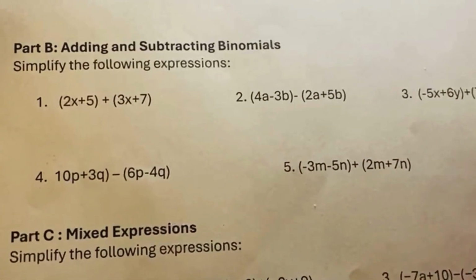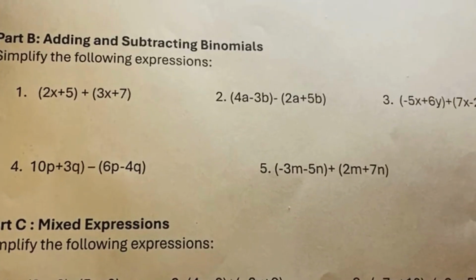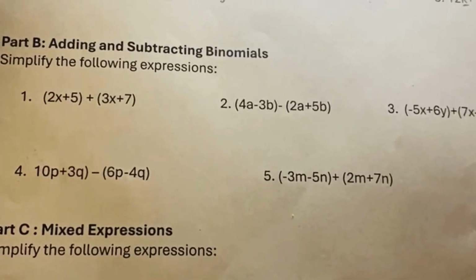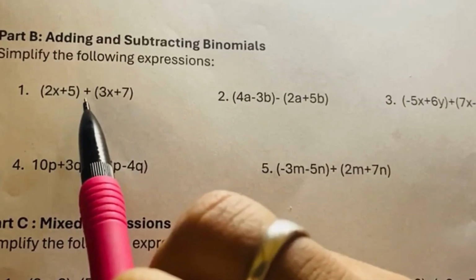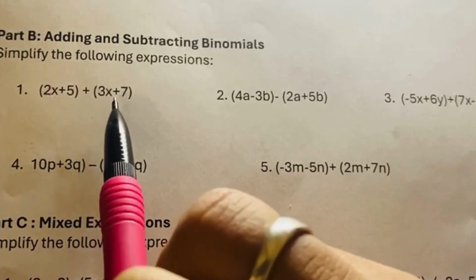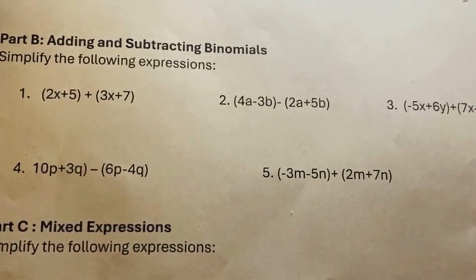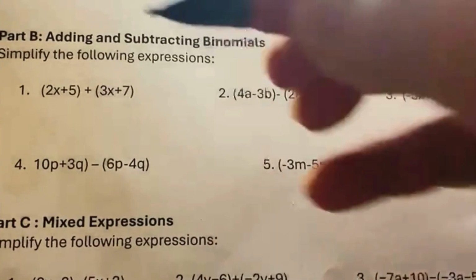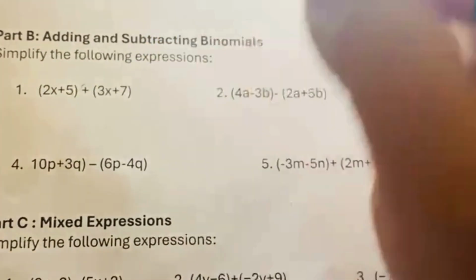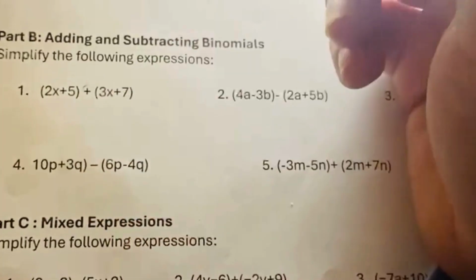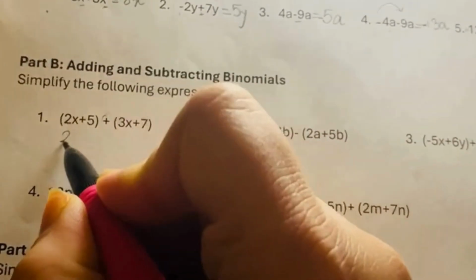Question number 2. Part B, a little complicated one with some brackets added to the question. Simplify the following expression. So now my expression is 2x plus 5 plus bracket 3x plus 7. So a little trick, don't get confused with brackets. The only thing that changes in the bracket is if there is a negative sign before the bracket. Now this first question is very simple. They are all positive. So let's just rewrite the question without the bracket sign.